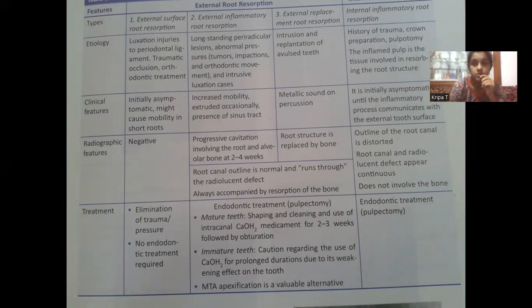A differential diagnosis that comes here is internal resorption. The reasons for internal resorption are also nearly the same: a history of trauma, a history of some crown preparation, or a pulpotomy. And the inflamed pulp is the tissue which is involved in resorbing here. So initially they will be asymptomatic until the inflammation progresses and communicates with the external surface. The difference from external root resorption is that the outline of the root canal space will be distorted for internal resorption, and it will usually not involve the bone. The treatment for this is also pulpectomy.